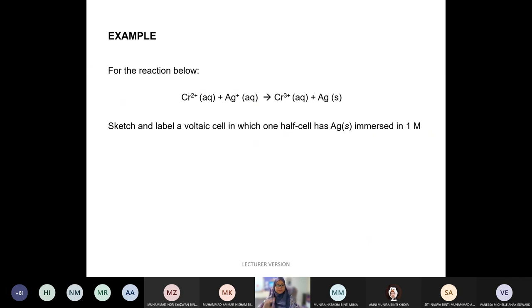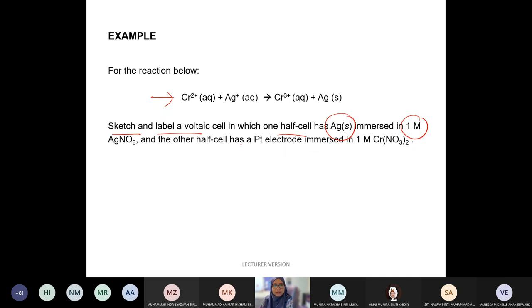Okay. Alright, ada tak contoh yang kita kena guna comma? Ada deh ni. Okay, alright. See, contoh example. For the reaction below, so this is the equation given to us. From this equation, you have to sketch and then you have to label the voltaic cell or the galvanic cell, which one half cell has Ag as Ag solid immersed in one molar. Okay, so it's given to you already, the concentration and the electrode lah. This is in a way dia nak kata the electrode used for one of the half cell immersed in one molar apa ni?